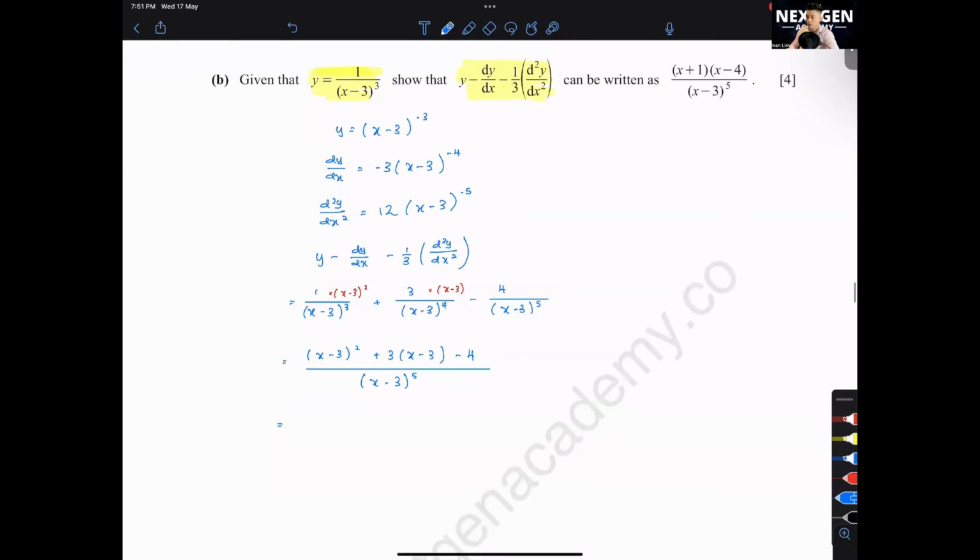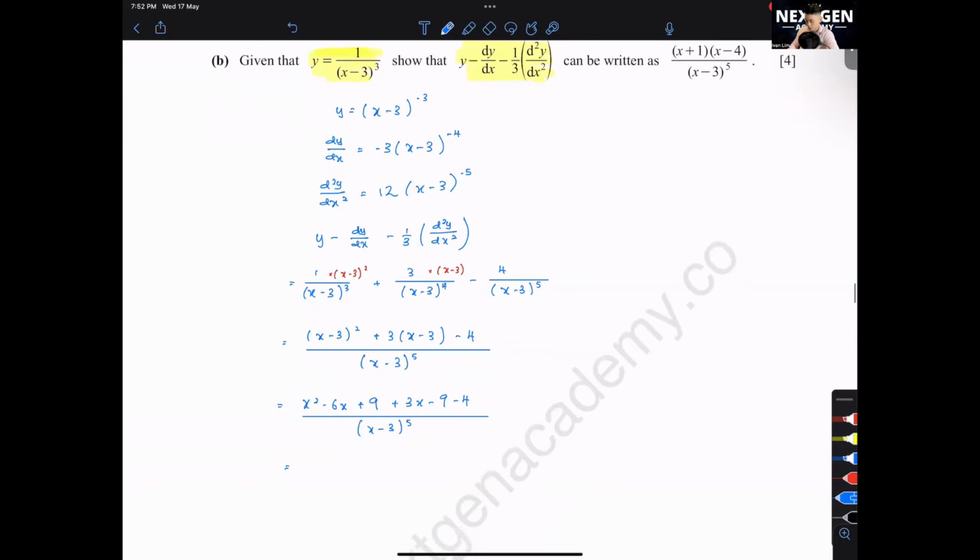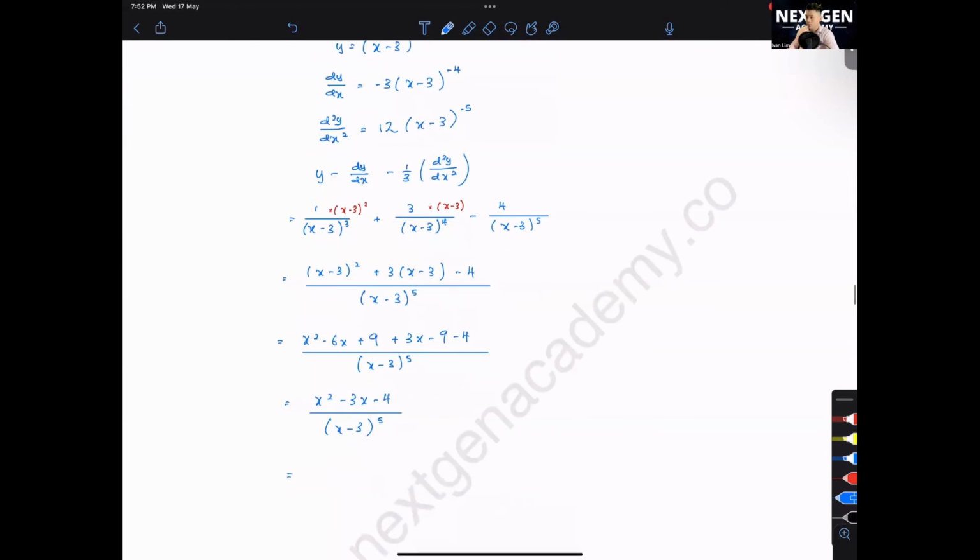Then open up the bracket: x squared minus 6x plus 9 plus 3x minus 9 minus 4. The (x minus 3) to the power of 5, we just leave it because that's what the question wants. Simplify it, you'll get x squared minus 3x minus 4 over (x minus 3) to the power 5. Then we factorize it: (x plus 1)(x minus 4) over (x minus 3) to the power 5.